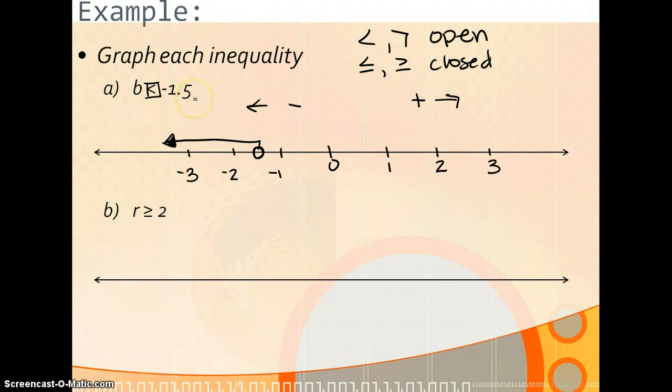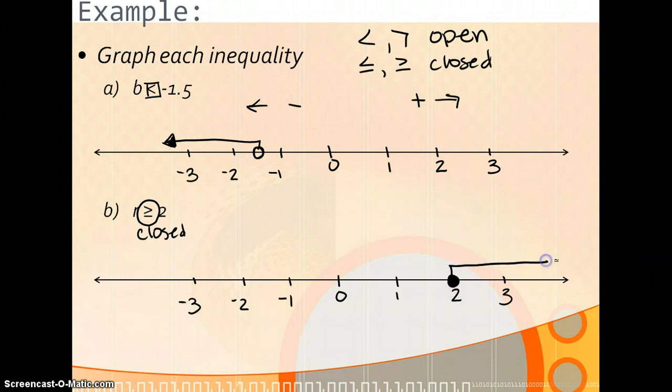Okay? So the second one says R is greater than or equal to, so that equal to means closed, 2. So R is greater than or equal to 2. So again, label your number line. Try to make sure your numbers are evenly spaced because that would make sense given that it's a number line. And again, we're at 2, and it's a closed dot this time. And it's greater than, so our arrow should be pointing to the right.